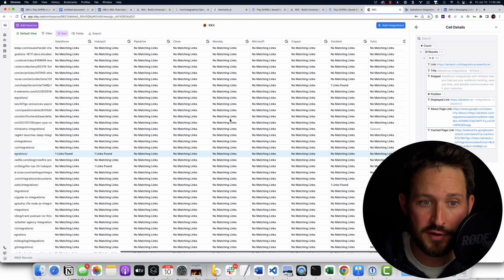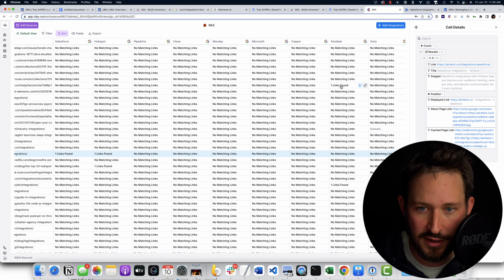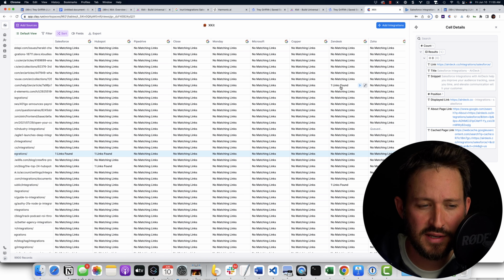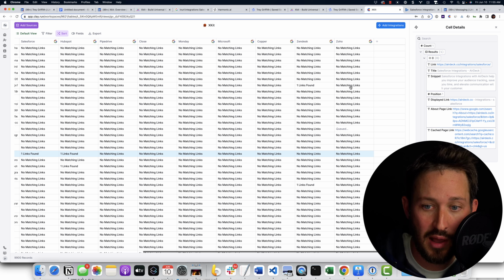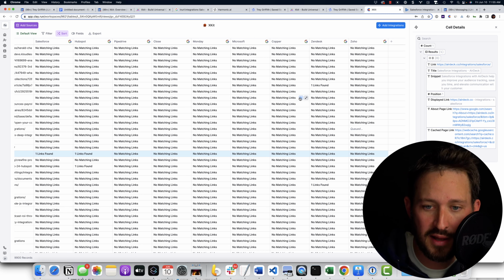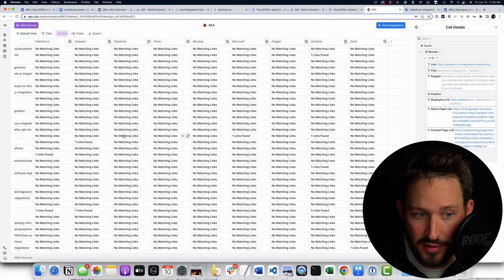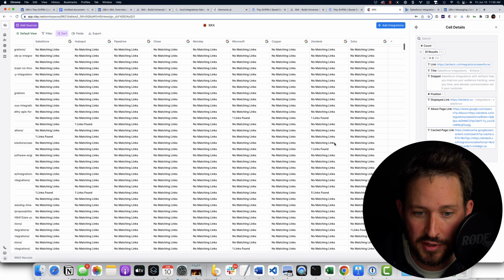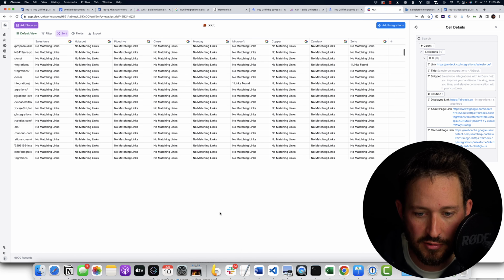But I did this with all of their integrations. So Salesforce, HubSpot, Pipedrive. So in this case, this company integrates with Pipedrive, but not many other sites. So probably not as painful. And you can kind of go down here and say, okay, well, they have got two integrations. Looks like they've got two integrations too.